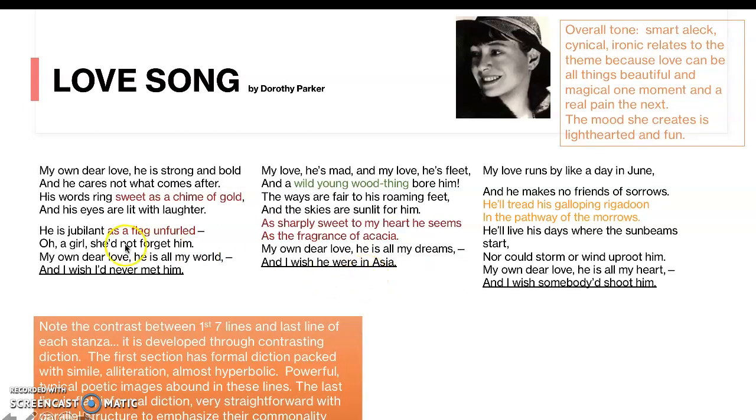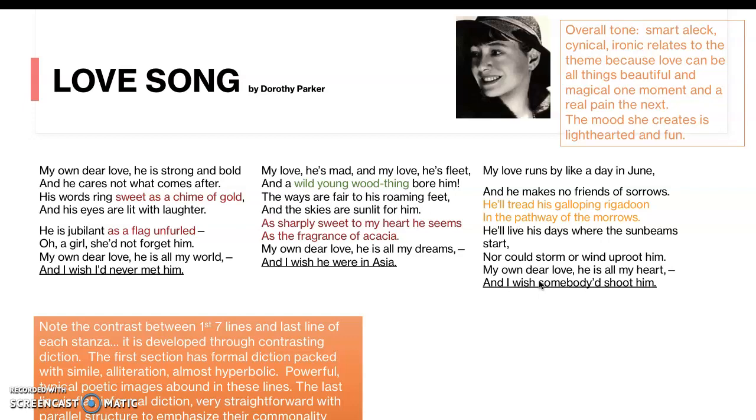And then the last line is kind of deadpan. She uses more informal diction there. She's very straightforward, not flowery, not poetic, not formal. And she kind of uses a parallel structure in each one. And I wish, and I wish, and I wish. All right? And so that creates a very overall smart alecky tone. She seems cynical. She seems to be being ironic about this love that she has, this man that she is so very in love with.